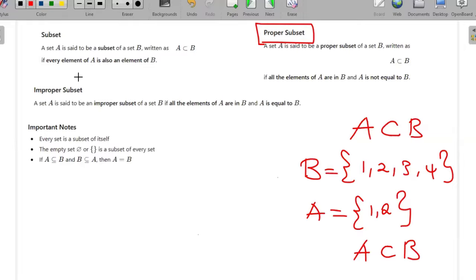I said every set is a subset of itself. And then the empty set is a subset of every set. So now, if the question says, we have given you this empty set here. How many subsets does this empty set have? What would you say? Anyone? What would you say?